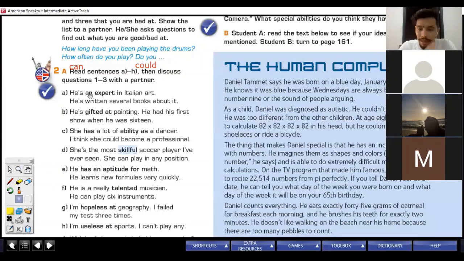So here in this example, we have ability in the present, but if you want to use it for the past, you can also use it, but changing the normal verb. What is the normal verb? The verb be, right? Be an expert in. Letter B. He's gifted at painting. He had his first show when he was 16.